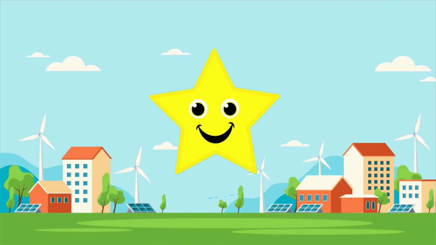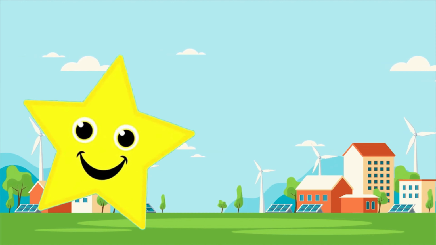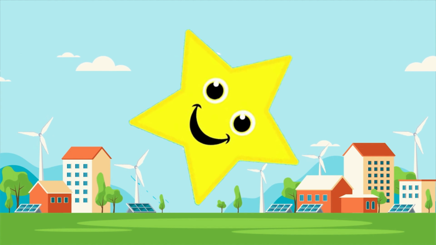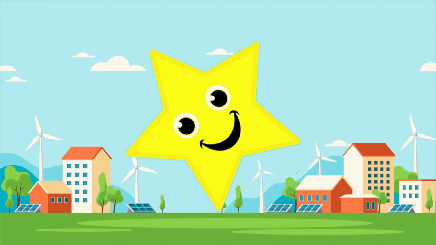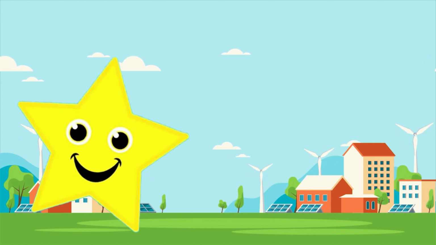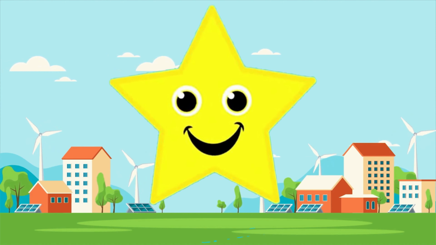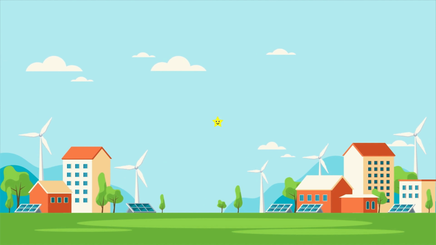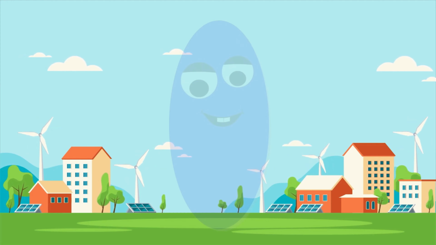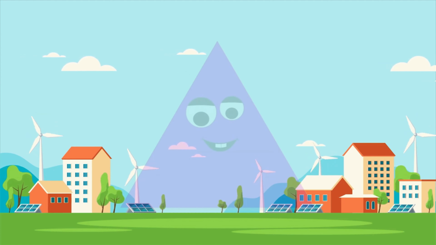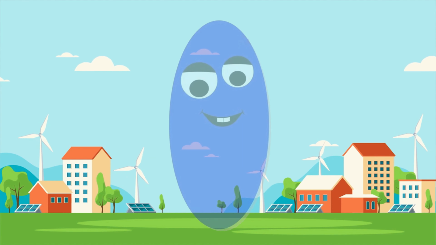I'm a star with five points, five little points. I'm a star with five points, twinkling in the sky. Triangle, rectangle, circle, oval, square.